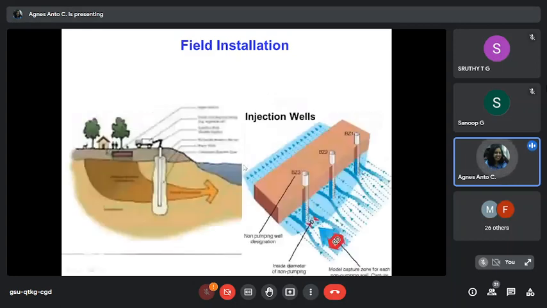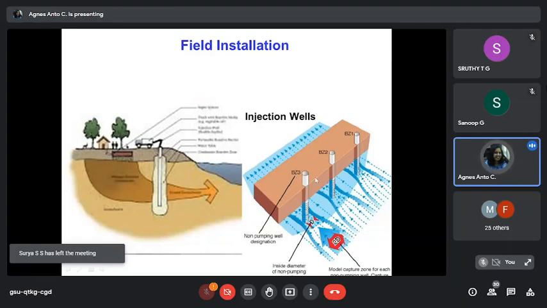Next is injection wells. In injection wells, you can use the tremie concreting technique, where you drill holes and inject your reactive material in the form of slurry, so that it intersects your contaminated plume path. You can give a single well, you can give multiple wells. So this is how the injection wells technique is carried out.